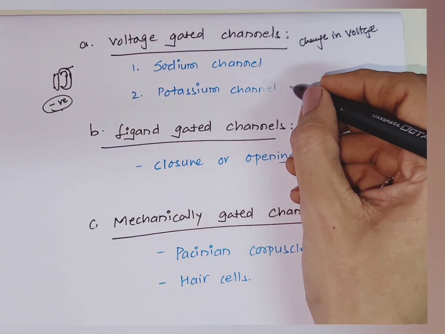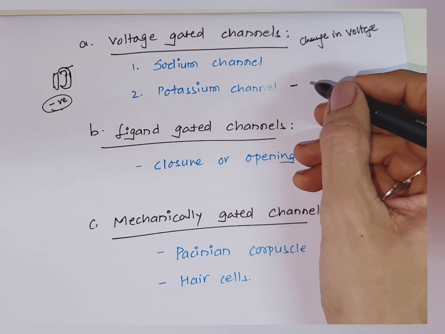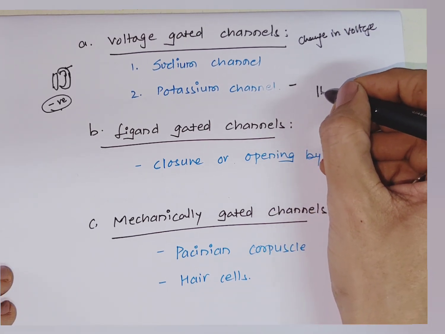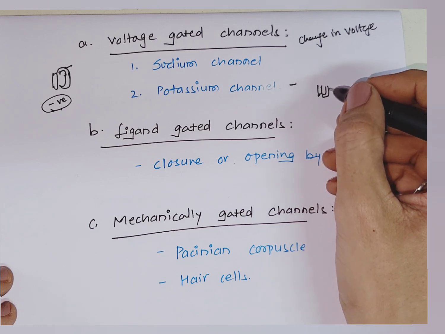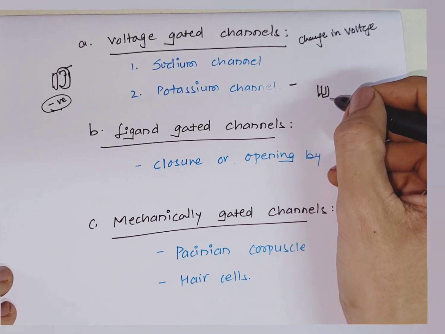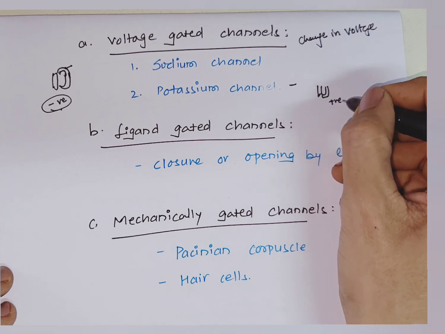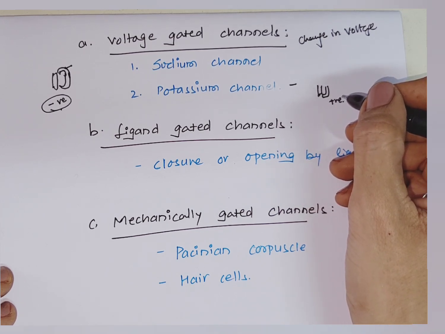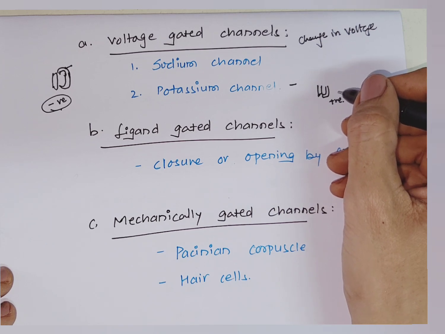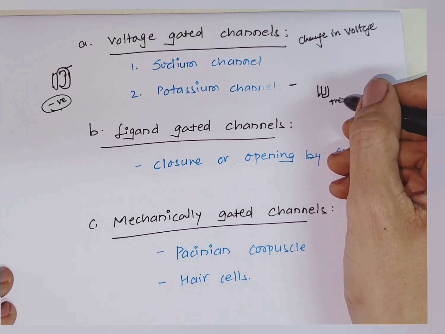Second is the potassium channel. Potassium channels have their gates present inside the membrane, like this here. This is the gate. And this gate also opens when the cell membrane becomes positively charged inside. Another important characteristic of potassium channels is that they are slower to open as compared to sodium channels.